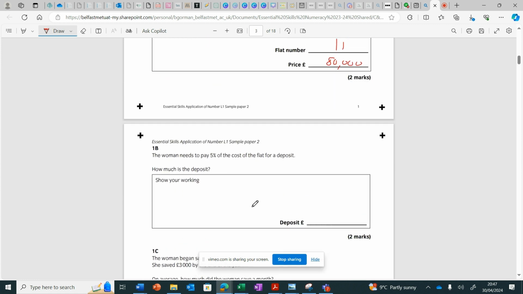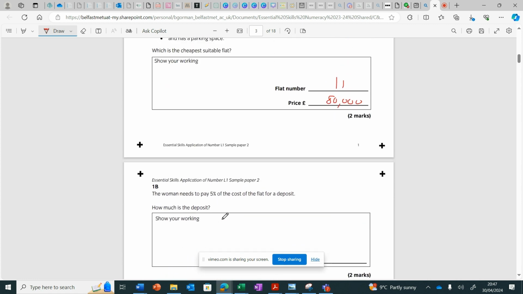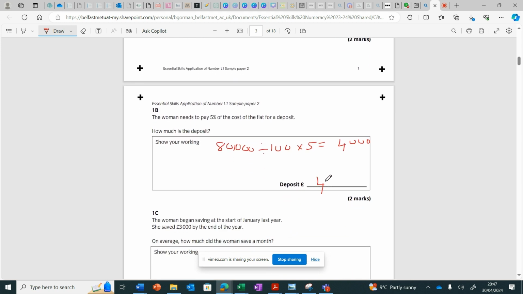Next, she wants to pay a 5% deposit for the flat. Well, it was 80,000. To find 5%, we can divide by 100 and multiply by the percentage, which gives £4,000. £4,000 is a deposit.